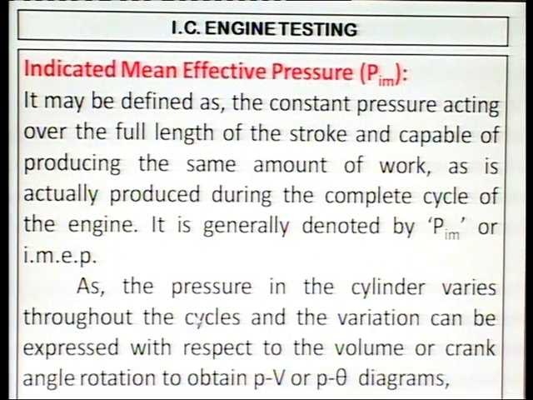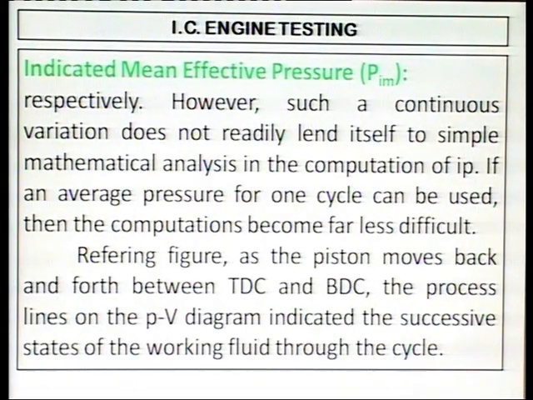As the pressure in the cylinder varies throughout the cycle, the variation can be expressed with respect to the volume or crank angle rotation to obtain the PV or P-theta diagram respectively. However, such a continuous variation does not readily lend itself to simple mathematical analysis in the computation of IP. If an average pressure for one cycle can be used, then the computation becomes far less difficult.